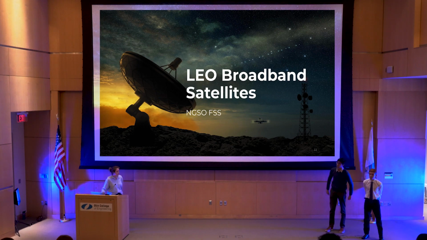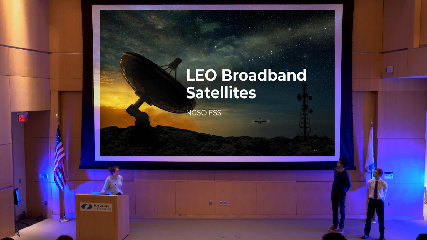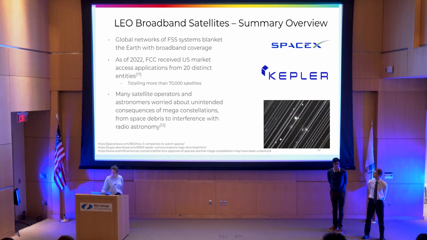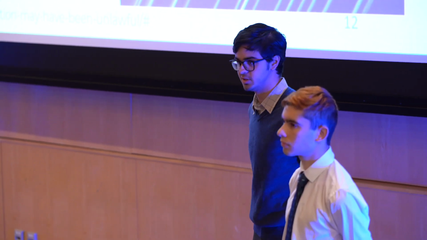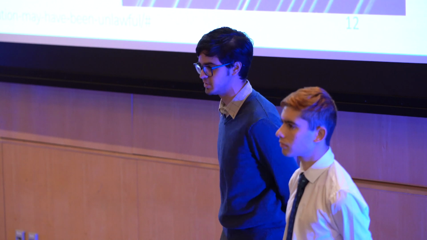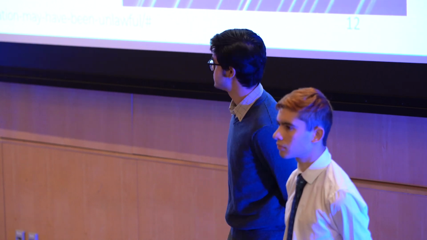So moving on, we're going to talk about our next component, which is low Earth orbit broadband satellites, or NGSO FSS satellites. To go over them briefly, by LEO broadband satellites we are referring to global networks of fixed satellite systems that blanket the Earth. As of this year, the FCC has received applications from many different corporations for over 70,000 satellites within the next 10 years.